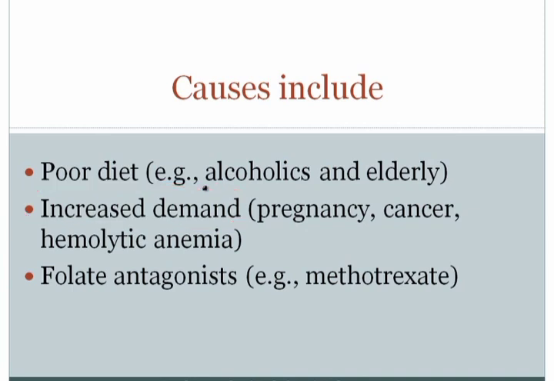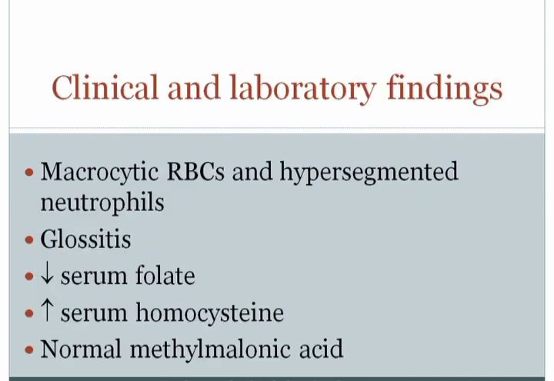And the final way, or a third way I should say, by which folate deficiency can arise is via folate antagonists. Now, recall that methotrexate from pharmacology inhibits dihydrofolate reductase. That's important to know. Methotrexate inhibits dihydrofolate reductase, which can then result in a folate deficiency. And so these are some important causes of folate deficiency. When a patient becomes folate deficient, there are certain clinical and laboratory findings that would arise.